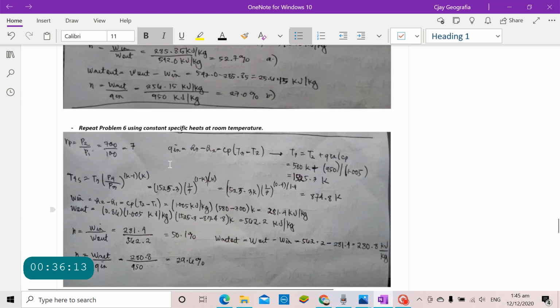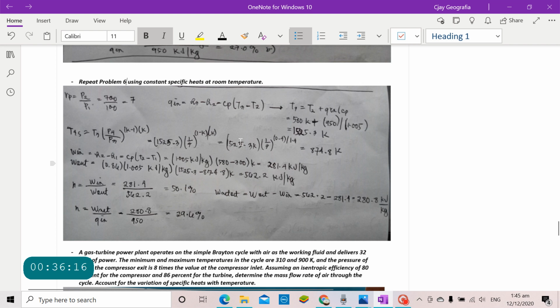So now using constant specific heat at room temperature, there are assumptions here. The properties of constant specific heat at room temperature. So we should now use the formula with the K minus 1 over K. So first thing, a gas turbine power plant operates at specified conditions. The fraction of the turbine work output used to drive the compressor and the thermal efficiency are to be determined.